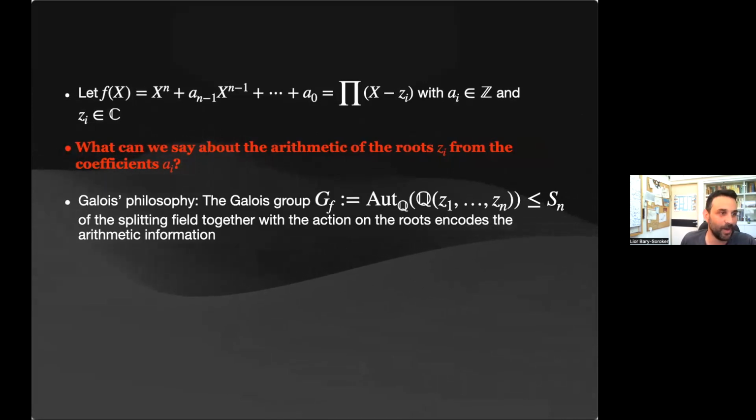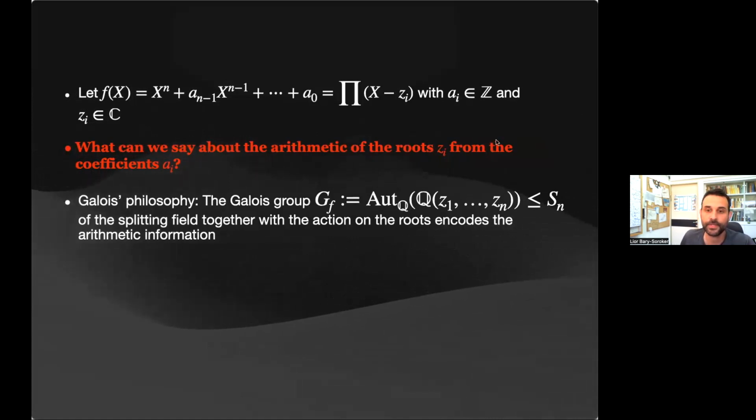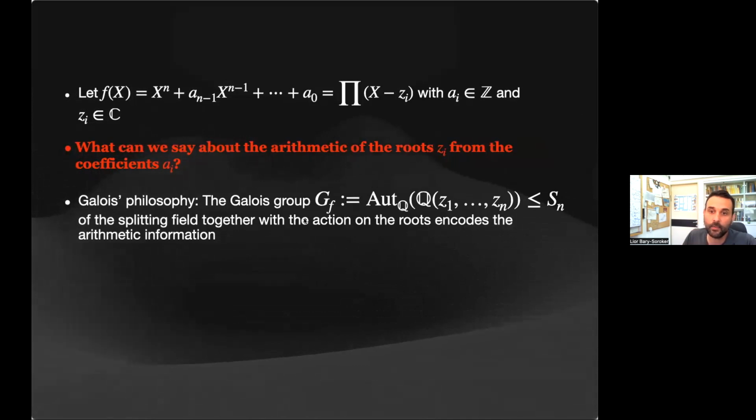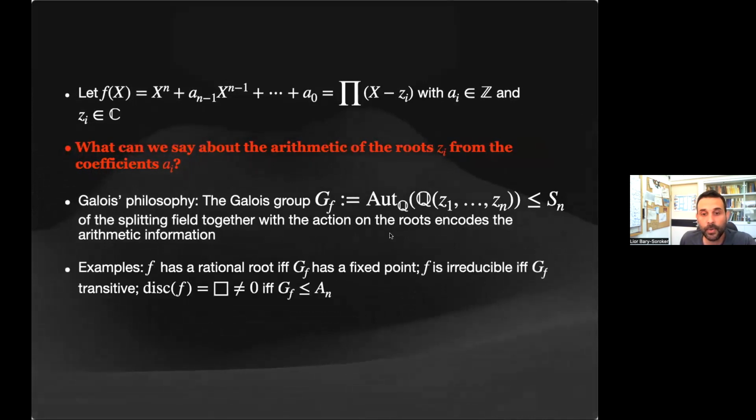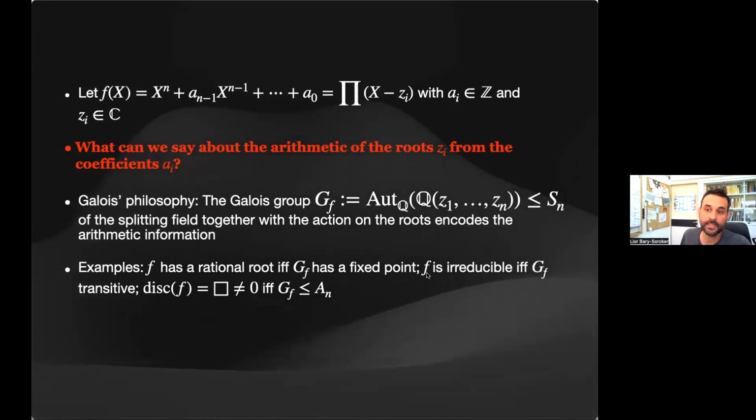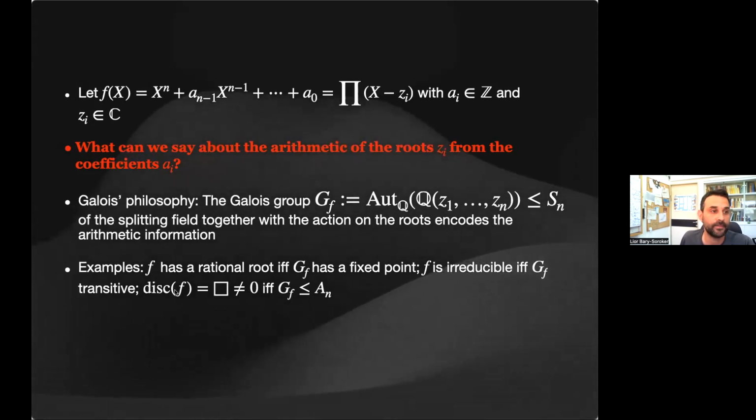And this goes back to Galois, of course, who wanted to check whether there is a root formula in terms of the coefficients, and his philosophy was that we need to look at the group of symmetries, which is the Galois group of the polynomial. And this Galois group encodes the arithmetic information of the roots. I wanted to give some examples. We have a root if and only if the Galois group has a fixed point, and the polynomial is irreducible if and only if the Galois group is transitive. And for this talk, I will focus on the last property: the Galois group is inside A_n if and only if the discriminant is a non-zero square.